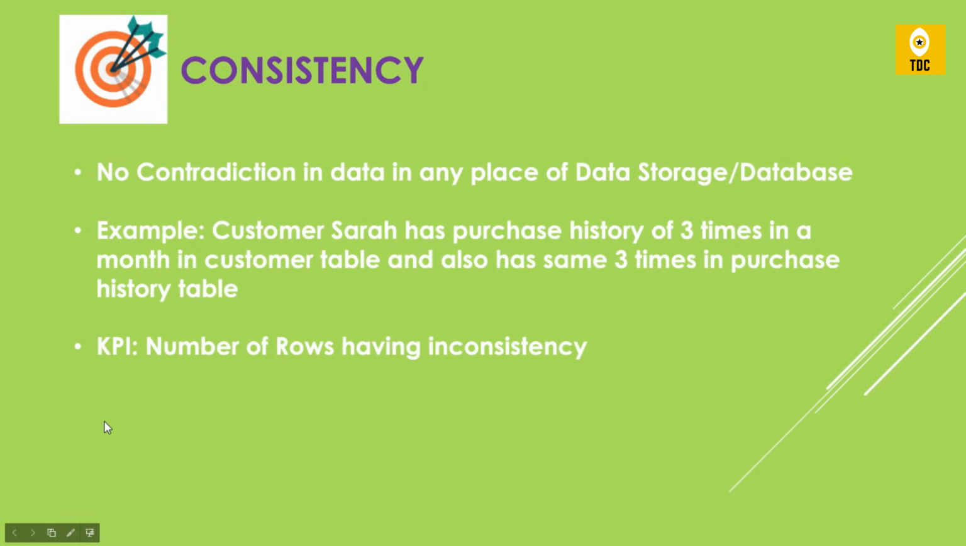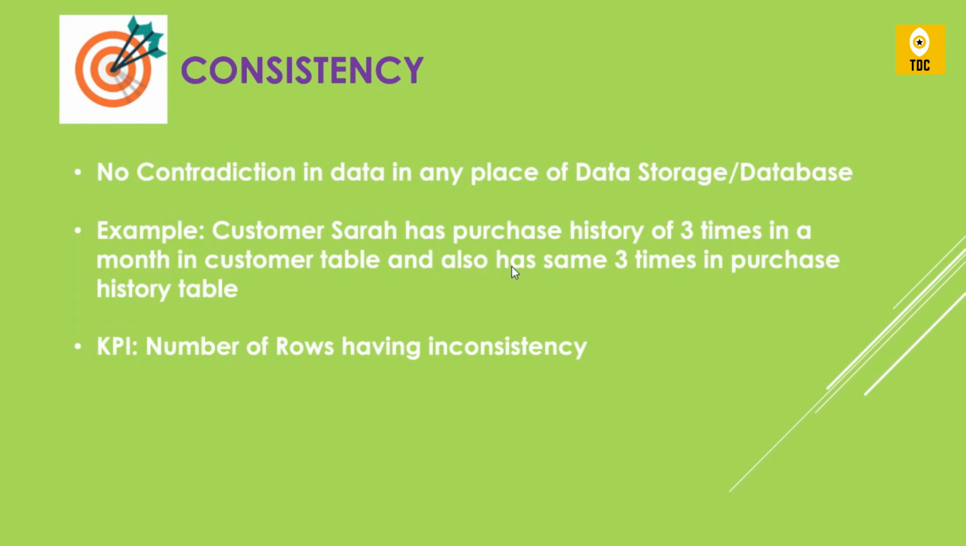So moving on, we talk about consistency. Consistency is nothing but there should be no contradiction in your data in any place of data storage or database. For example, customer Sarah has purchased 3 times in a week, in a month, as per the customer table, but as per the purchase history table also, she has the same 3 purchases. These are different tables, customer table and purchase table, but still the fact is the same. That means it is very consistent. The data is consistent across.